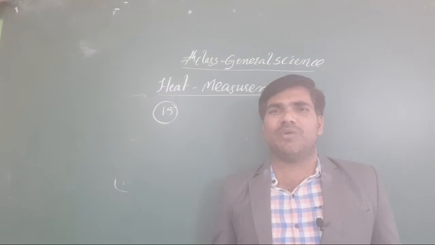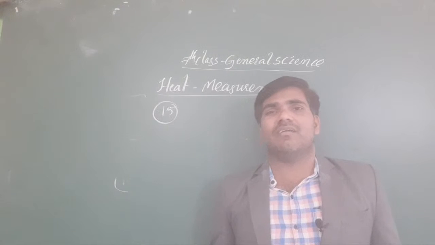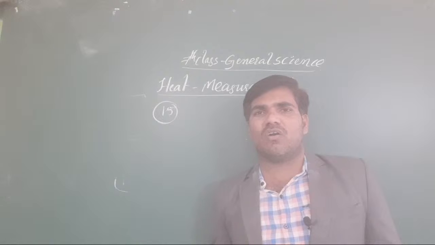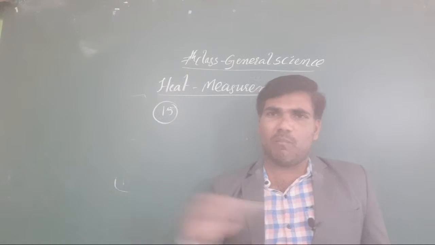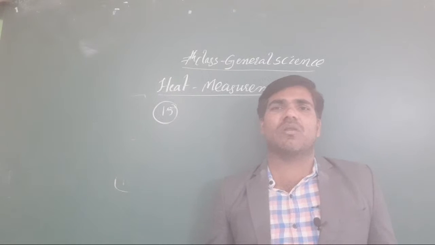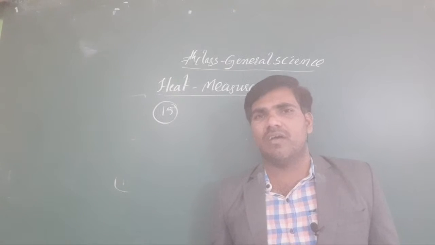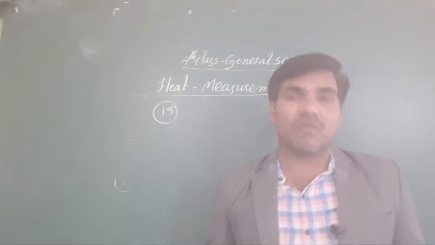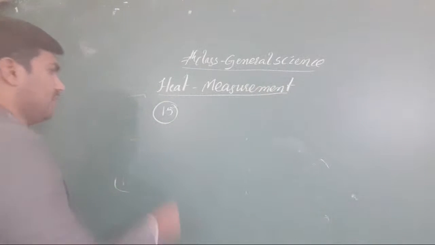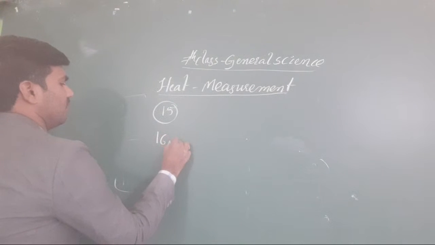Like that only, you take 30 temperatures in a month. For every day, take the recorded temperature and sum all these 30 values, and when you divide by 30, you will get the average temperature of that month. Got it? Now next, write here the 16th answer.